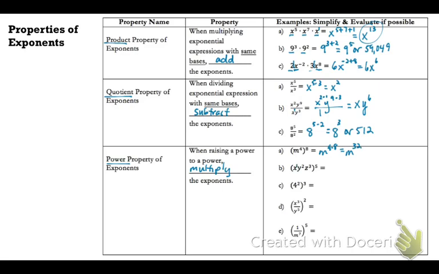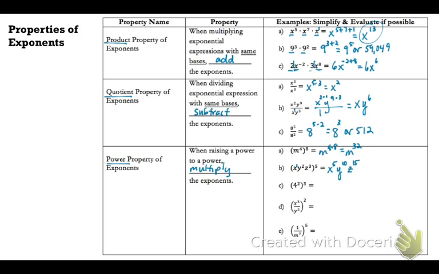Now when we have multiple terms, we have to take them one at a time. So we multiply. So x to the first power, 1 times 5 is 5. Y to the second power, 2 times 5 is 10. Z to the third power, 3 times 5 is 15.